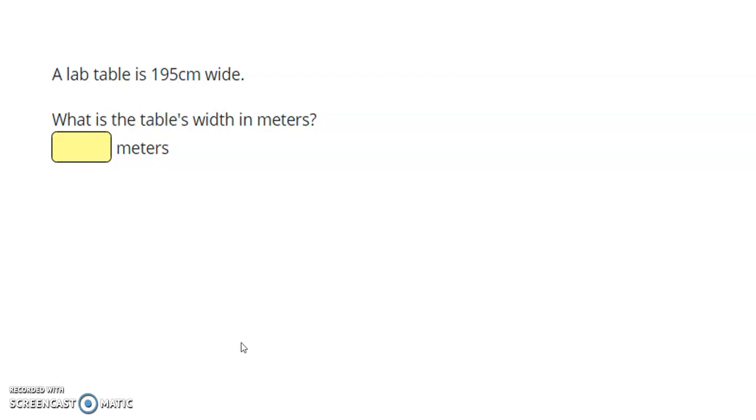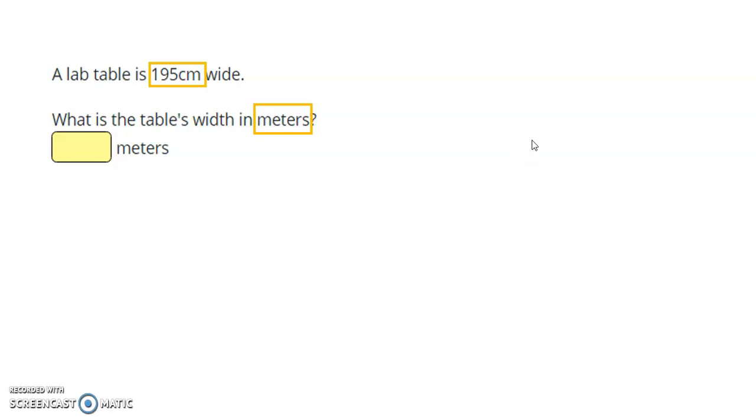So here we're converting from centimeters to meters. These are both units of distance or length. All right, so our given is up here, 195 centimeters. We're trying to get to meters. So we need to see if we know a conversion factor for that.